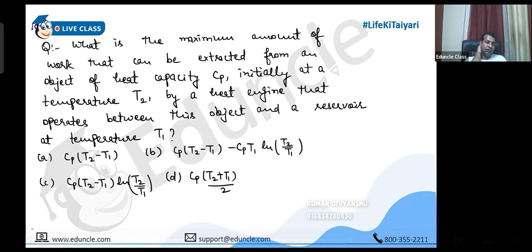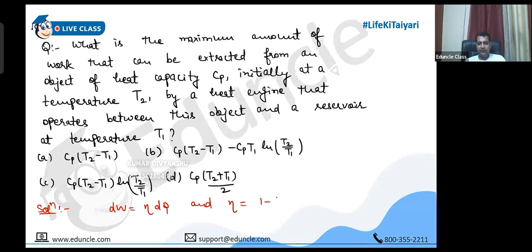Now, this is the case which I was talking about yesterday. Because heat is being transferred from one object to another, it does not have an infinite thermal capacity now. It has some finite heat capacity. So heat capacity means its temperature will change when we go on extracting heat from the object. So when the temperature changes, the efficiency is a variable quantity. So we need to integrate it to get the total work done. Okay, so dW, first of all, dW is eta dq. And eta is 1 minus T1 by T2, because heat is taken from an object at temperature T2 and is given to a reservoir at temperature T1.